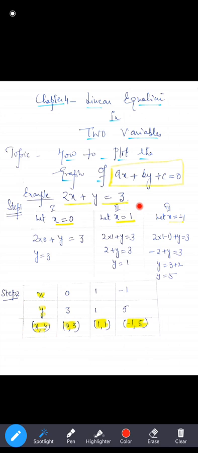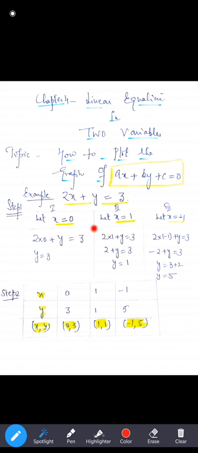Now for drawing a graph, we have to select three suitable values of x and find the value of y corresponding to each value of x. Here we take x is equal to 0 as the first value. Now put the value of x, 0, in the given equation. So 2 into 0 plus y is equal to 3. So here y is equal to 3.